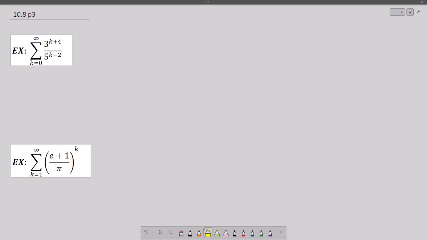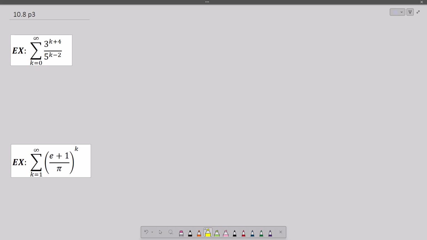But if you have a variable in both positions, like a 1 plus 1 over k to the k, if you have a k in both, that's when we use a ratio or a root or something else, because it's kind of like a power tower when you have a function to a function. Function to function.